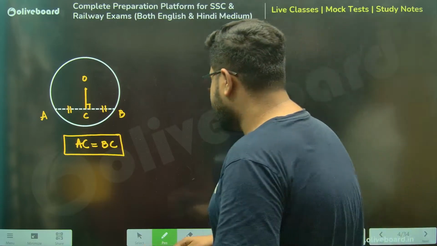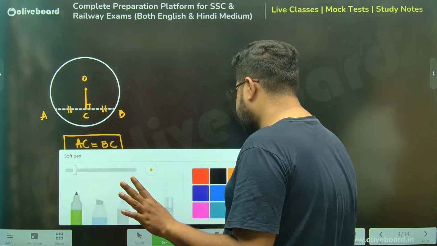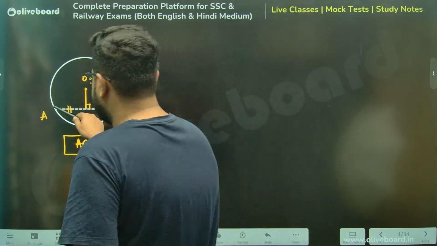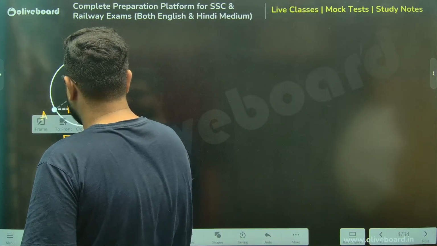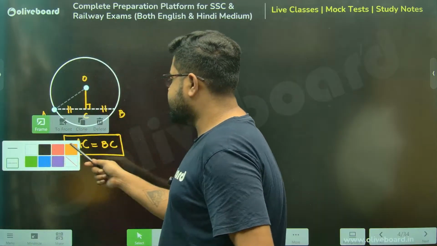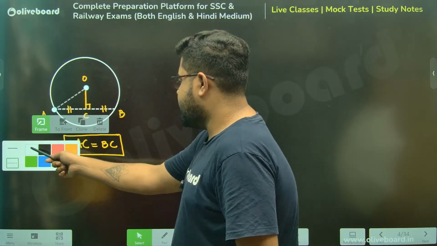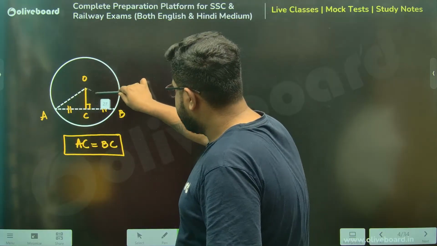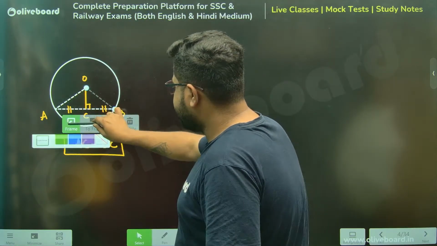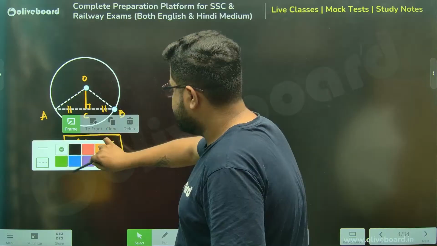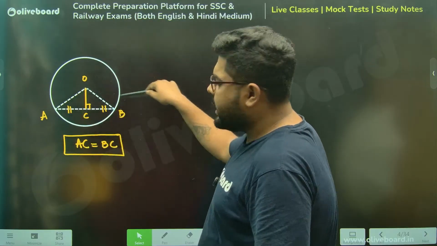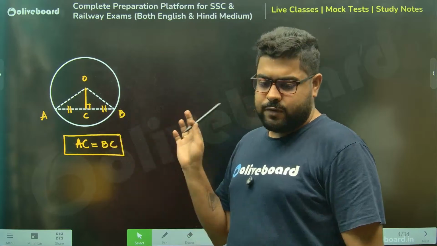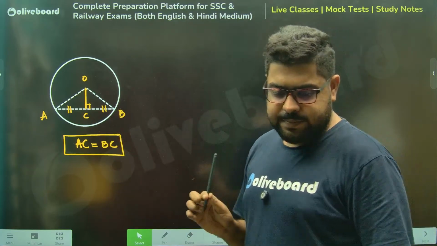Now you generally prove it. I'll just show you one proof, I cannot show you every proof, that's impossible. If I join these two, the two triangles that we get, AOC and BOC, are going to be congruent, and from there we can prove it.